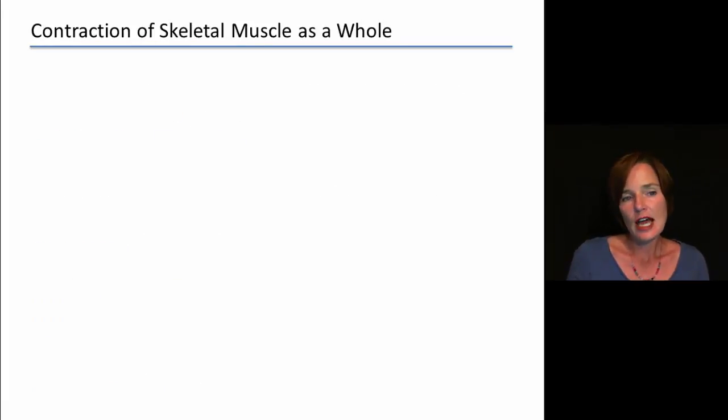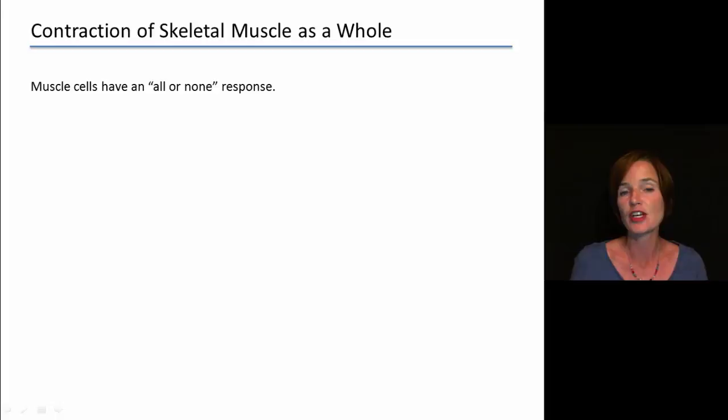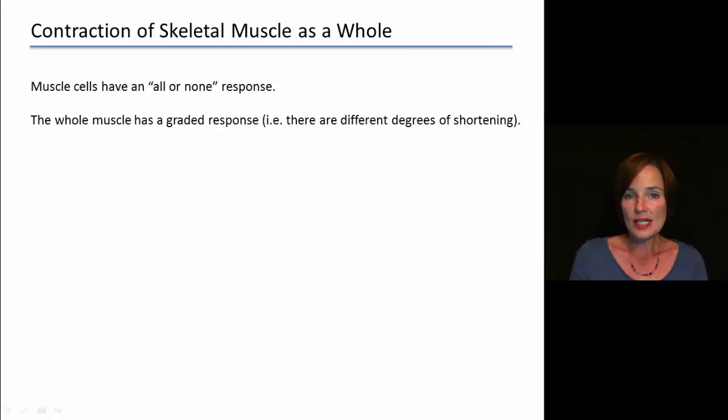So if we look at contraction of skeletal muscle as a whole, first of all, it's important to understand that muscle cells have an all or none response. It's not going to be just a little bit, it's all or none. So the whole muscle is able to have a graded response. There can be different degrees of shortening that we do get, but we do still consider this an all or none. So it either contracted or it didn't contract.